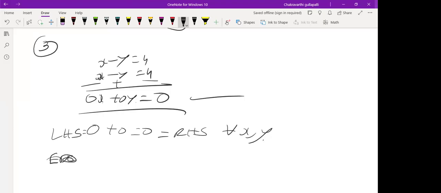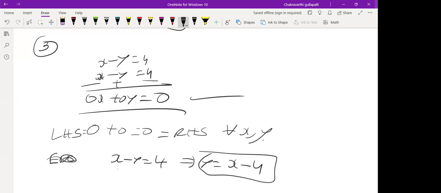x minus y is 4. So how many solutions are there? Infinitely many. How will you get those infinitely many? How to solve this equation? Write one in terms of the other. With one equation, whenever equations are fewer and variables are more, automatically you will get many solutions. How to get many solutions? Write one in terms of the other.